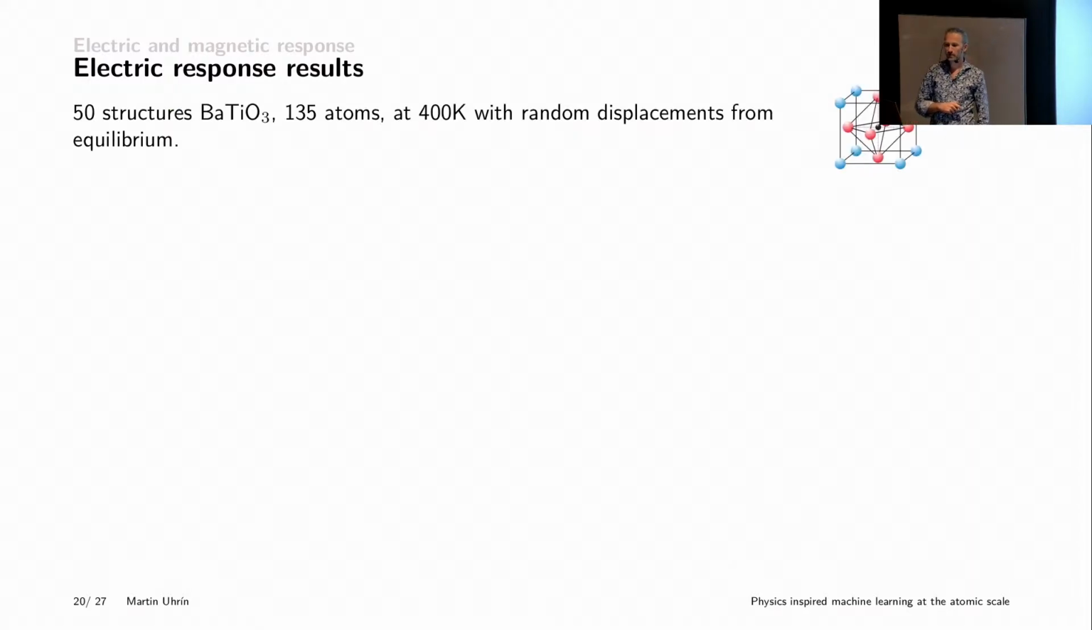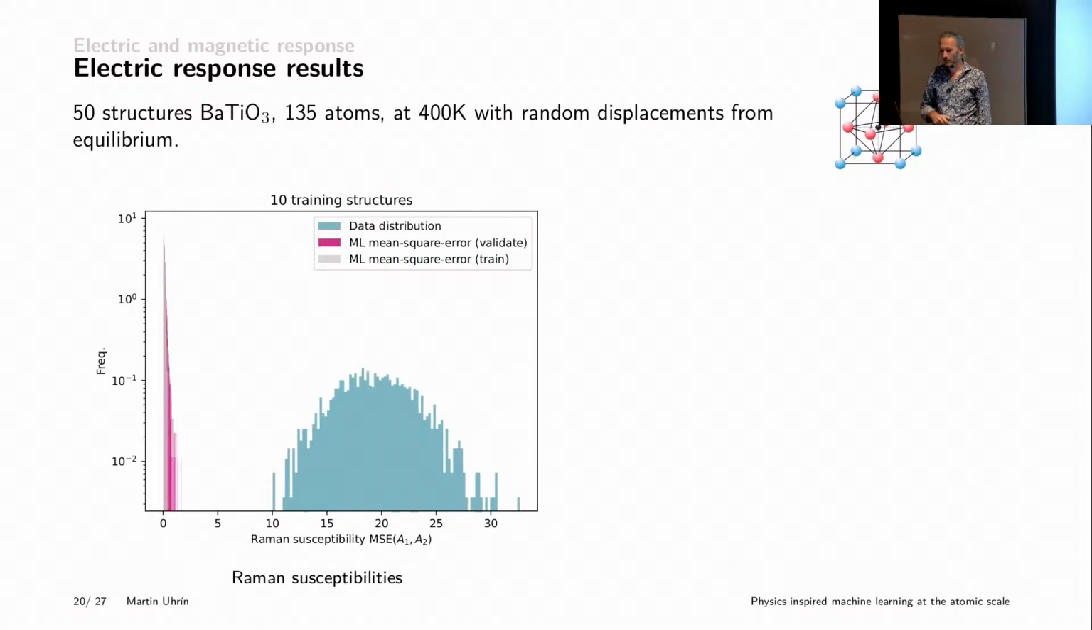If I train on barium titanate, that was equilibrated at 400K, and then it has 135 atoms, so that's quite a lot of data per structure. But I only have 50 structures of these, so there's only really 50 training points that I can ever show the model.